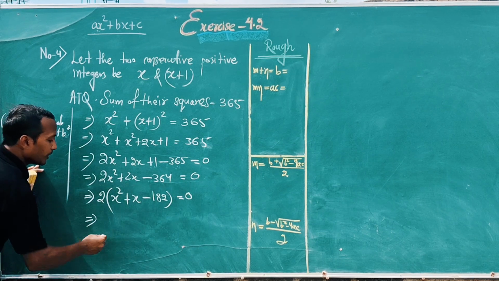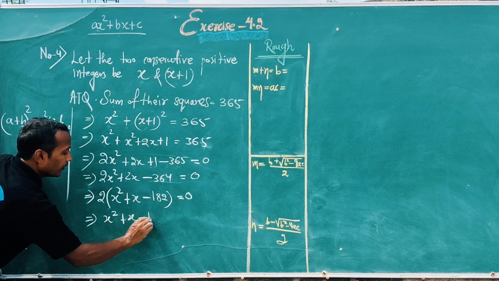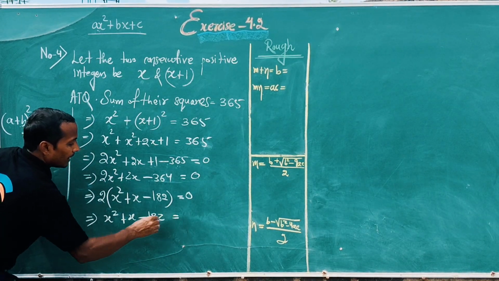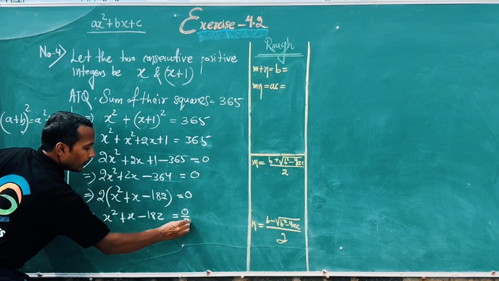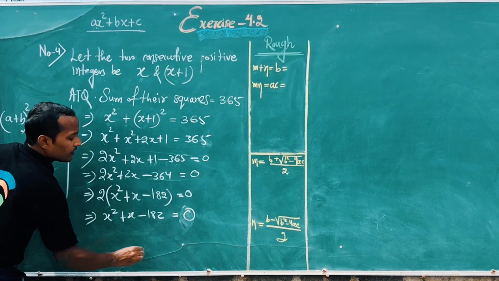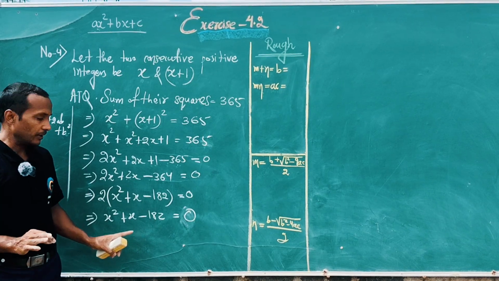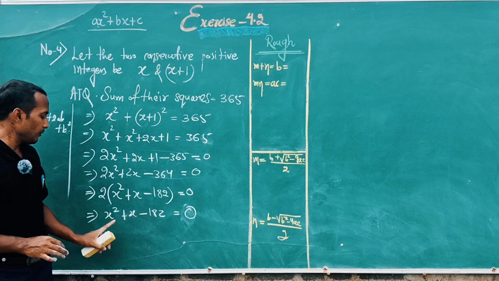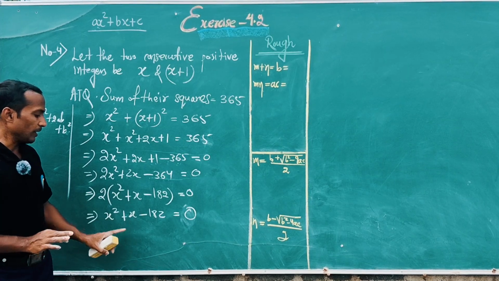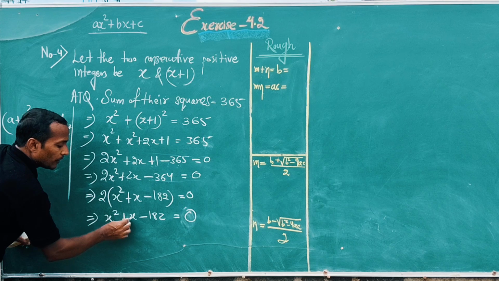Now 2 will be taken to the right hand side. I am left with x square plus x minus 182 on the left side, and on the right side when 2 goes, 2 will divide 0, 0 by 2, that means I'll get 0. So this is your required quadratic equation, which is simpler to solve. Here you had 364, now you have 182, and the coefficient is 1, here plus 1, so it will be quite simpler to solve. So the middle term's coefficient is 1.